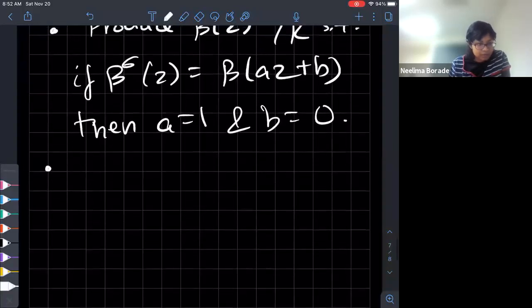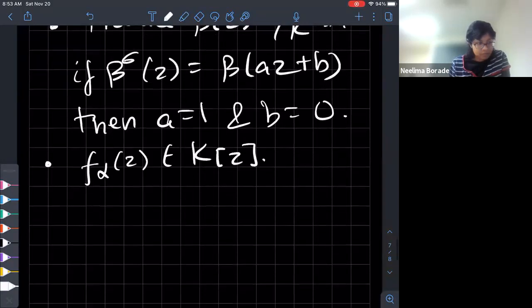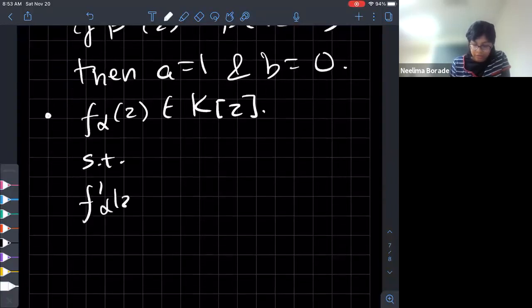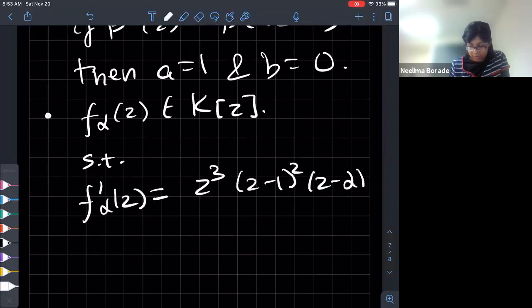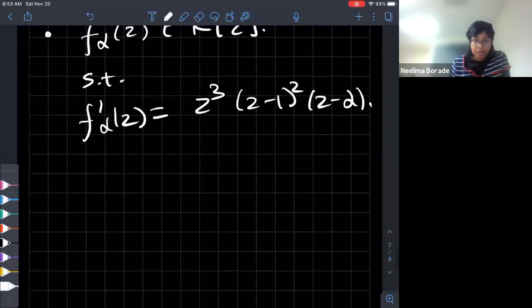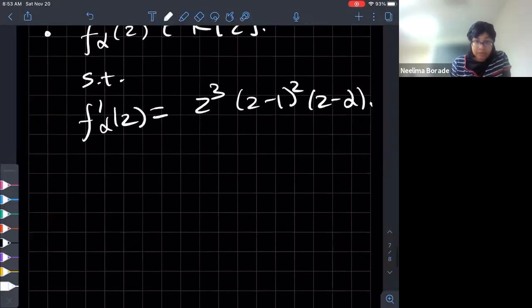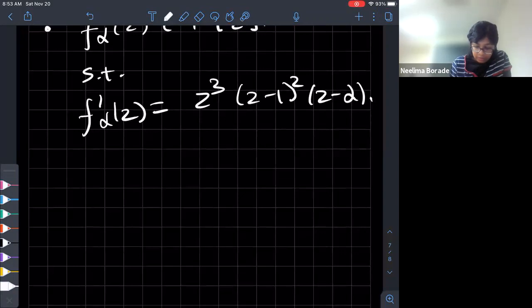So we begin with a polynomial f alpha inside of k of z such that it has this strange condition on the derivative. So this is z cubed, z minus 1 squared, z minus alpha. And this I'll leave as an exercise, but you can show this.